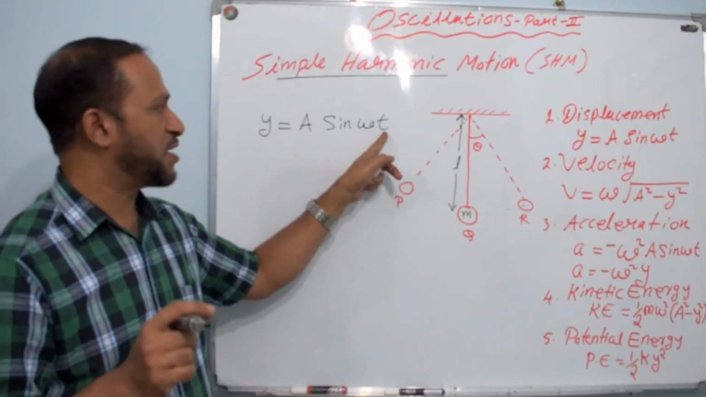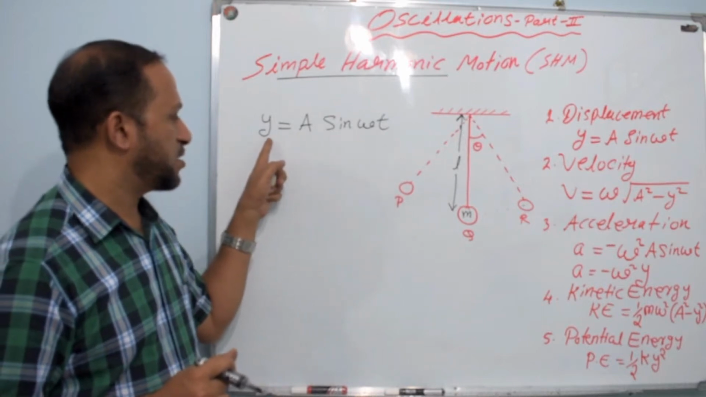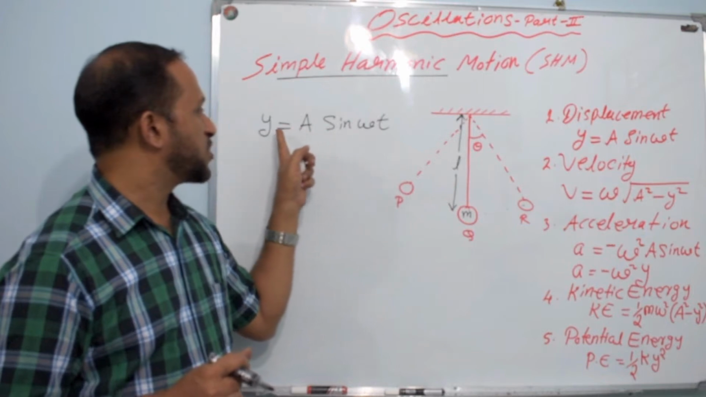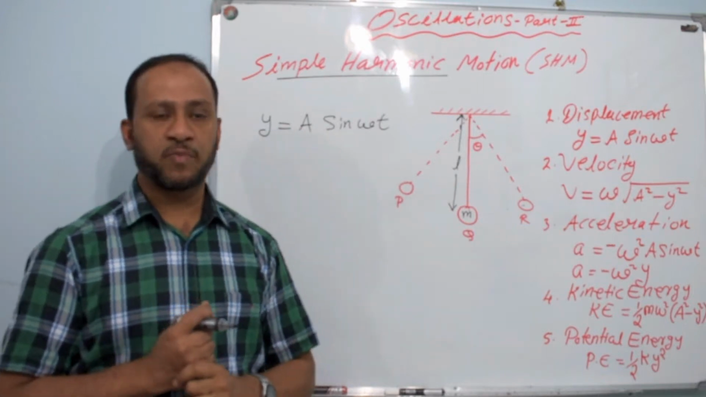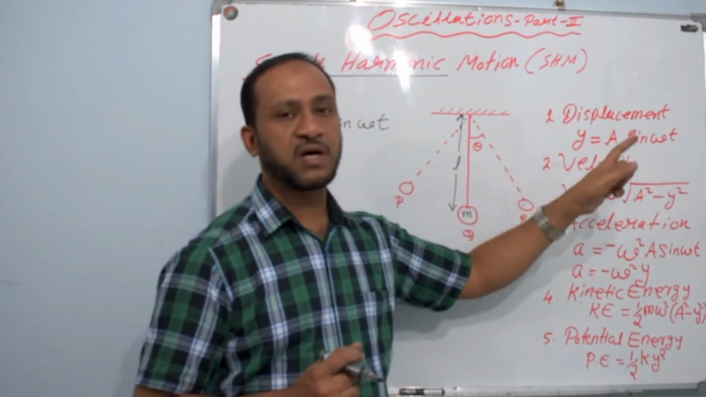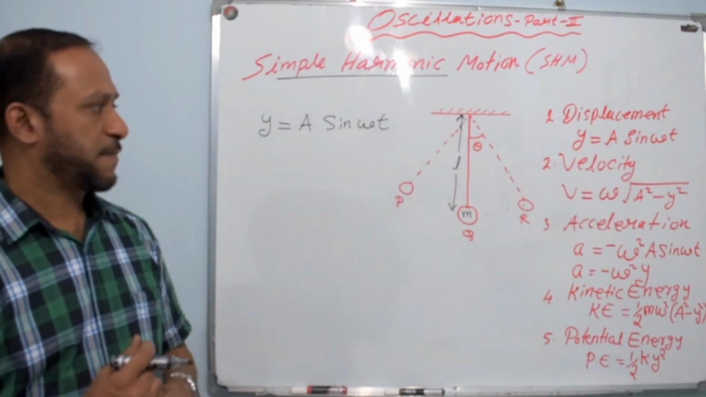So at any instant of time we can obtain y, the position of the bob on either side, from the equation y equal to a sine omega t. So this equation represents the displacement equation of the simple harmonic oscillator.